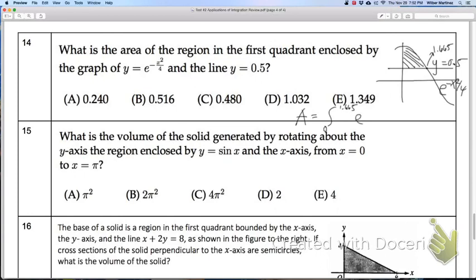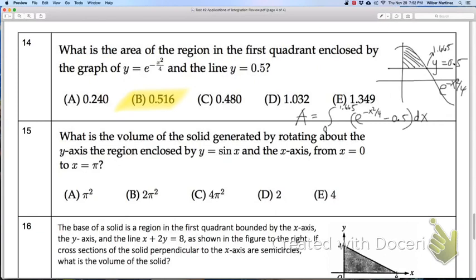bottom function. So that's e to the negative x squared over 4 minus the bottom function, 0.5, dx. So go ahead and pause your video and put that in your calculator and see what you get. Unpause it to check your answer. When I put it in my calculator, I got 0.516, answer choice B.